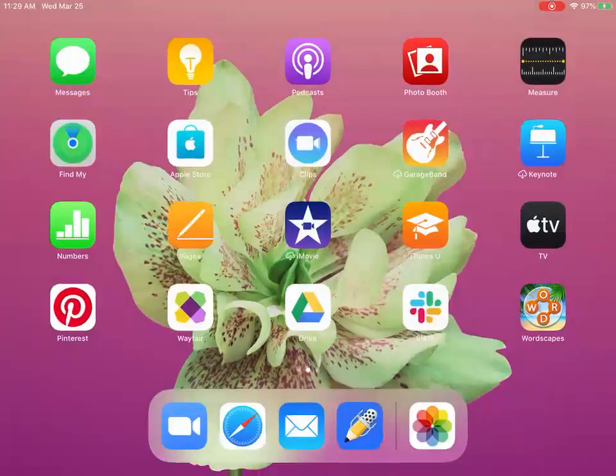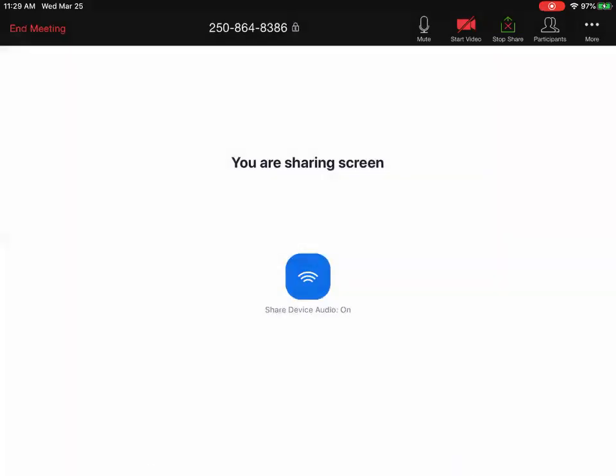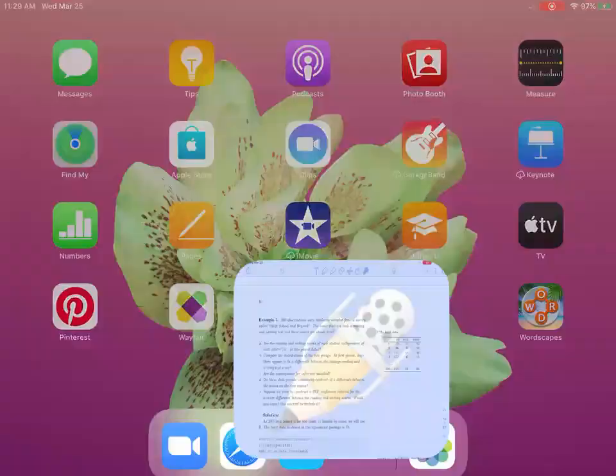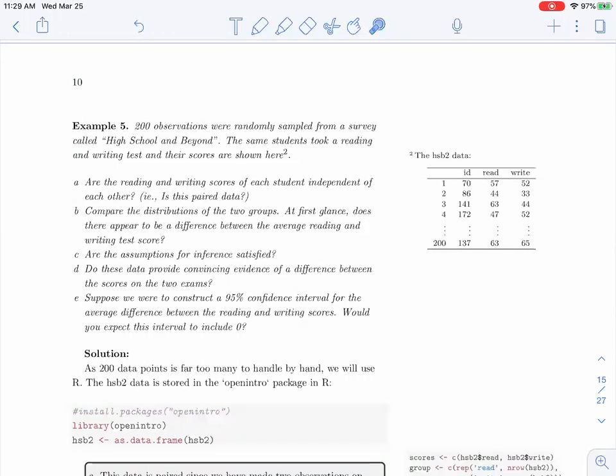And let me just check here because it actually doesn't show me. Okay. Good. All right.